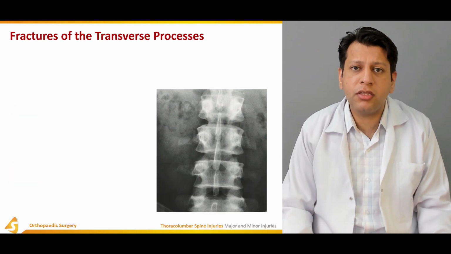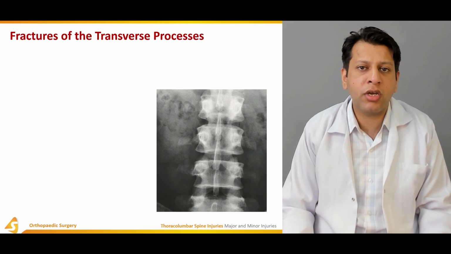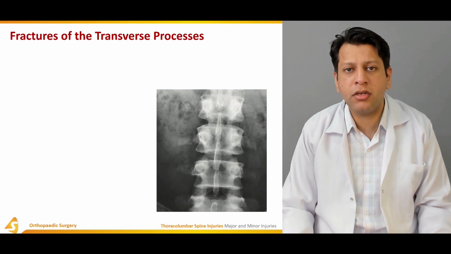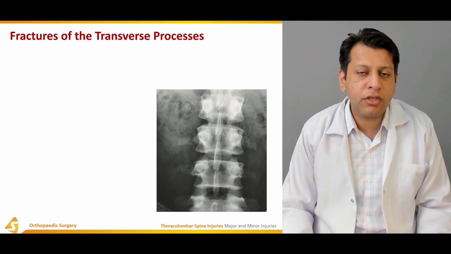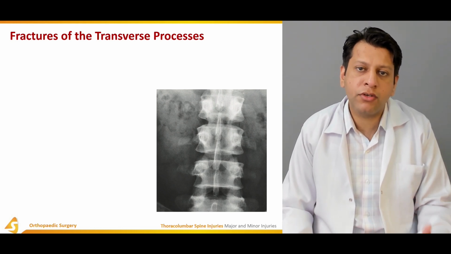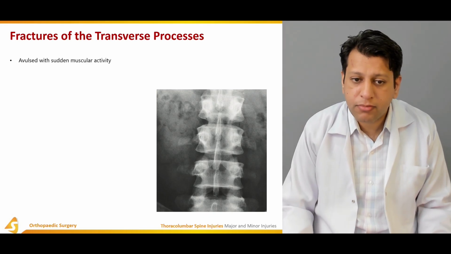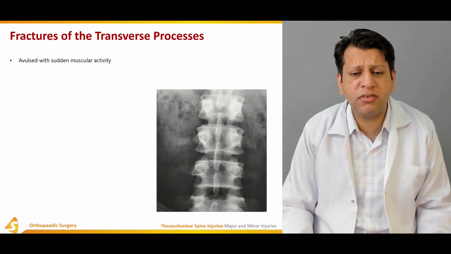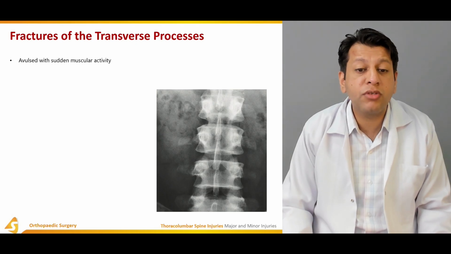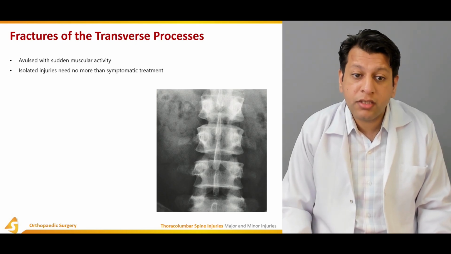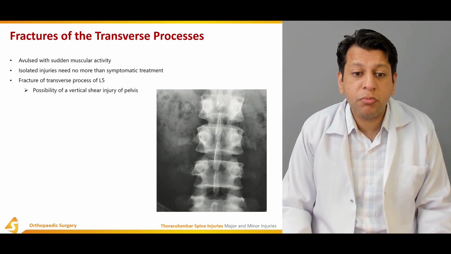These are those fractures where, although there is a fracture and there's pain, usually there is no canal compromise, the vertebra is stable, and the posterior ligamentous complex is very much intact. Therefore, there is no chance of developing neurological compromise later on as well. These usually include the transverse process fracture and the spinous process fracture, which usually occur due to avulsion with a sudden muscular activity. There may be isolated injuries and need no more than symptomatic treatment.